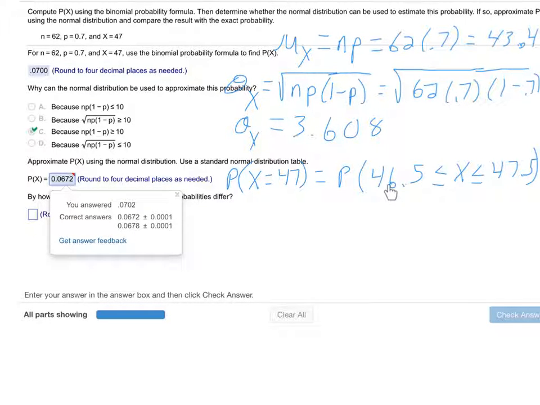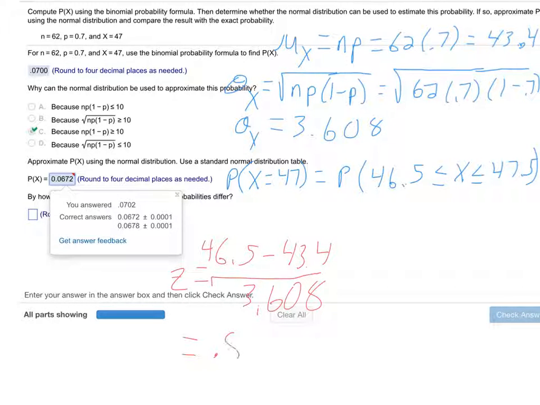Well, we have this value. We know the mean and the standard deviation, so we can calculate the z-score. So the z-score for 46.5 is 46.5 minus the mean, which was 43.4, over the standard deviation, which is 3.608. Well, that'll come out to a z-score of 0.86. You round it to the nearest hundredth, since the tables are in hundredths.